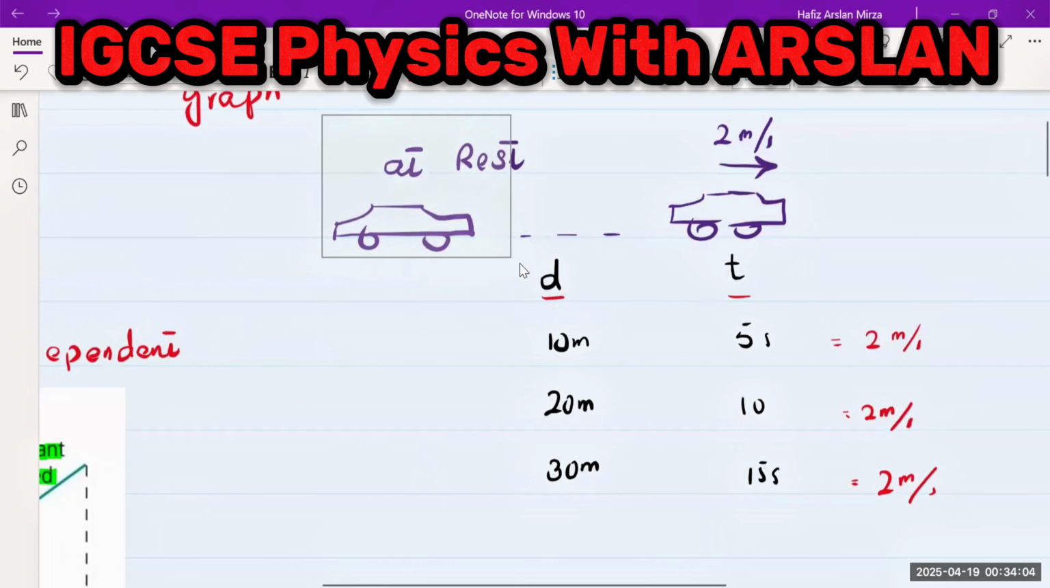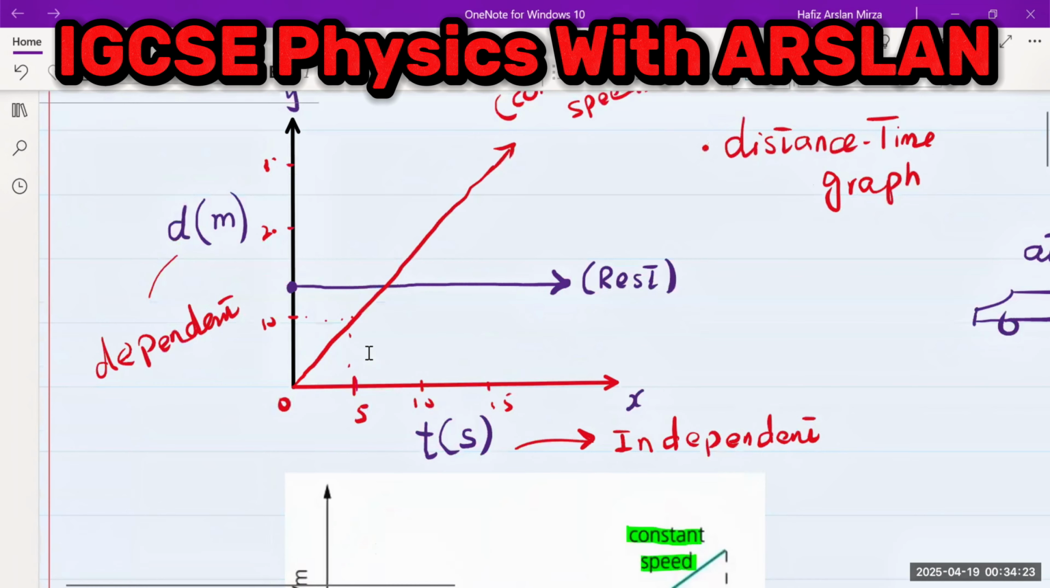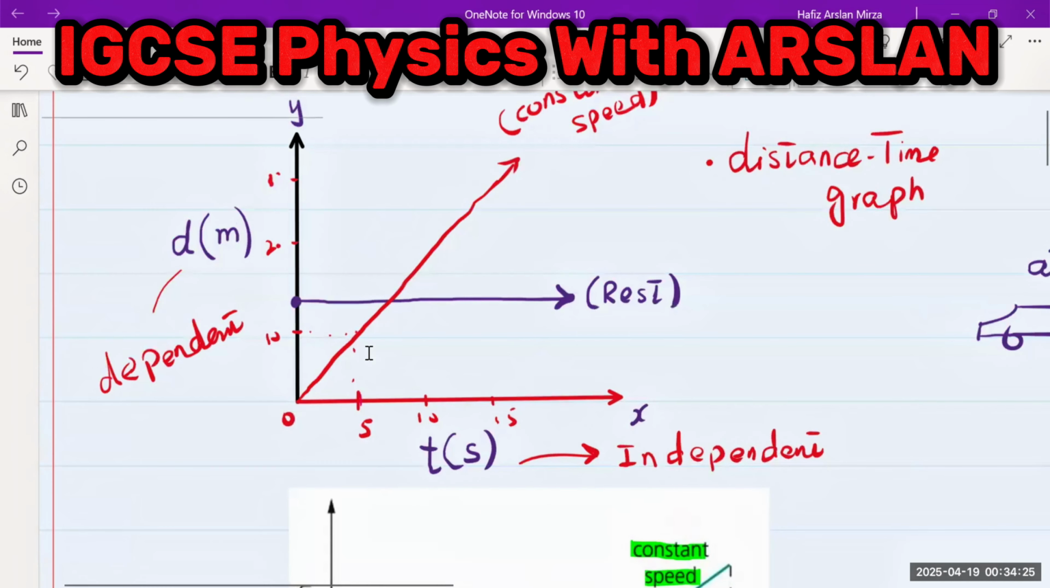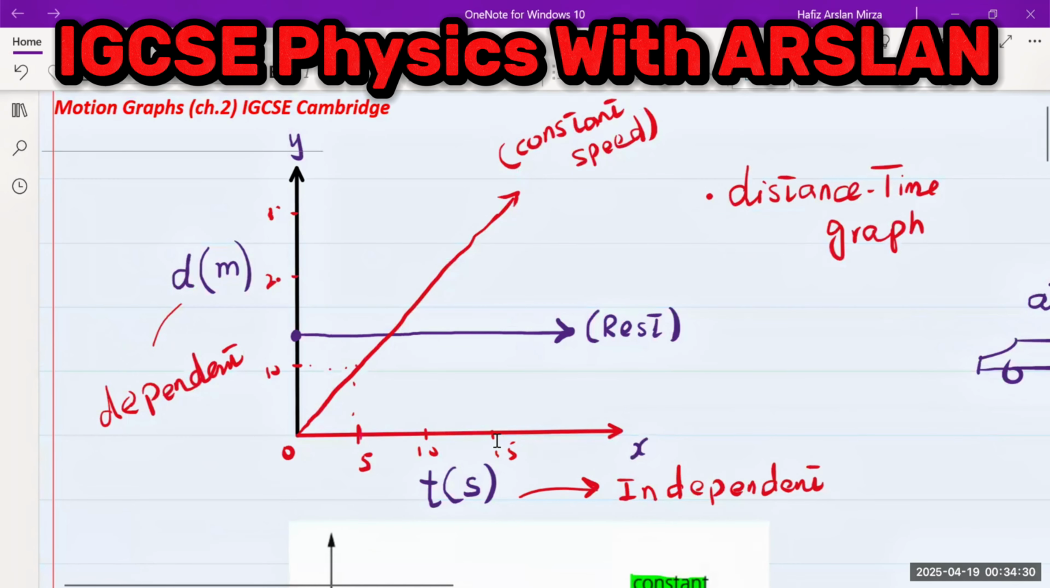So the first case is when the object is at rest. When the object moves with constant speed, the car is moving at a constant 2 meters per second, covering equal distance in equal intervals of time. So this is a distance-time graph, very simple. In a distance-time graph, we use it to find the speed. Sometimes the question is like, what is the distance at 15 seconds? You calculate it, and it's approximately 30 meters.